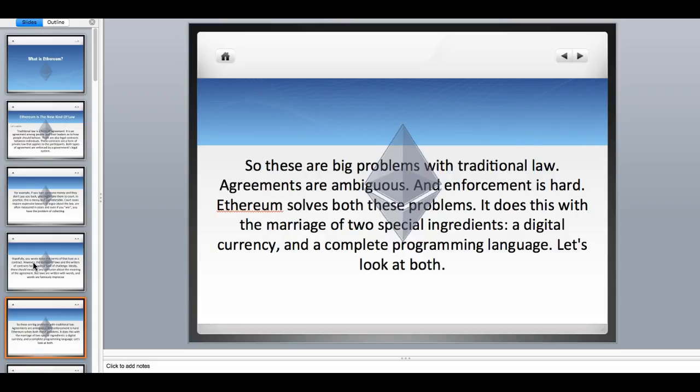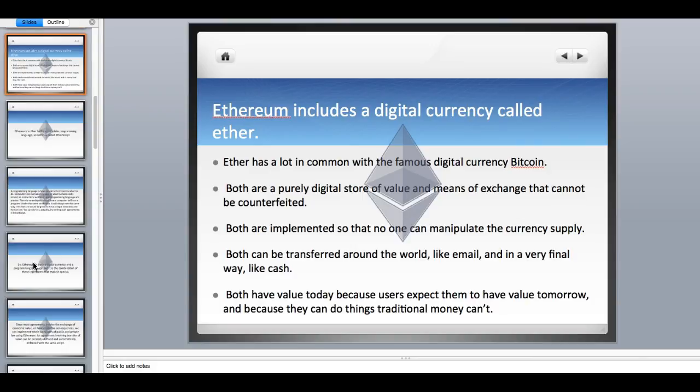Ethereum solves both of these problems, all right? It does this with the marriage of two special ingredients, a digital currency and a complete programming language. Now let's take a look at both for a minute. Ethereum includes a digital currency called Ether. Ether has a lot in common with the famous digital currency Bitcoin. Both are purely digital store of value and means of exchange that cannot be counterfeited. Both are implemented so that no one can manipulate the currency supply. Both can be transferred around the world like email, and in a very final way like cash.